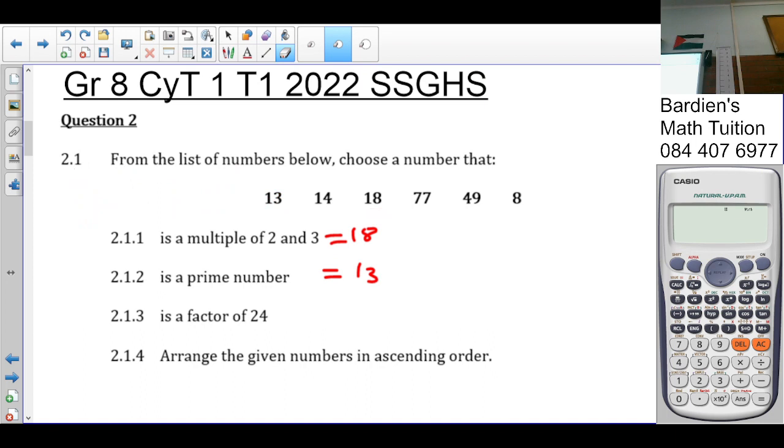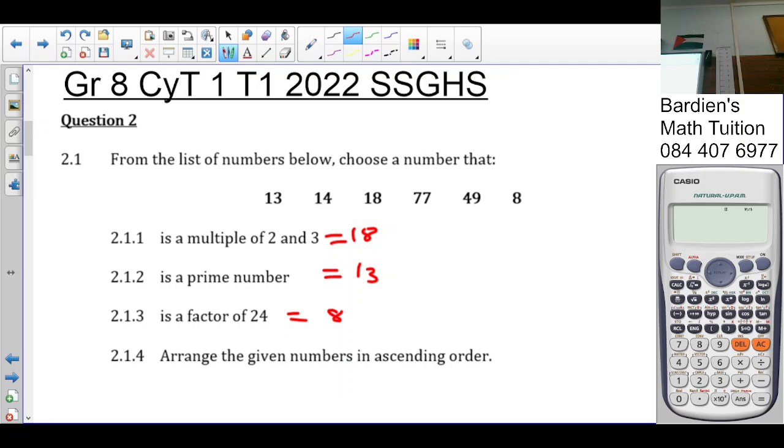Okay. The prime number, the only prime number in this list is going to be 13 here. The next one, the factor of 24. There are many factors of 24. There's 1, 2, 3, 4, 6, 8, 12, 24. But the one of the factors that is listed above is 8. Remember, it's only from the numbers on the board or listed.